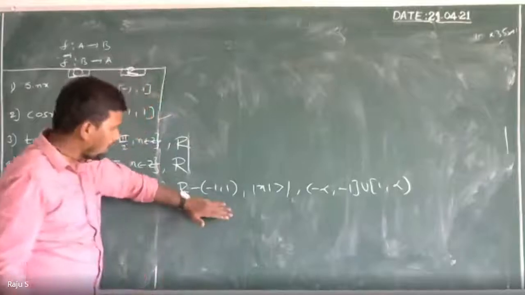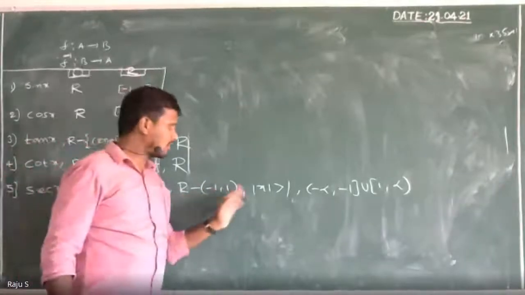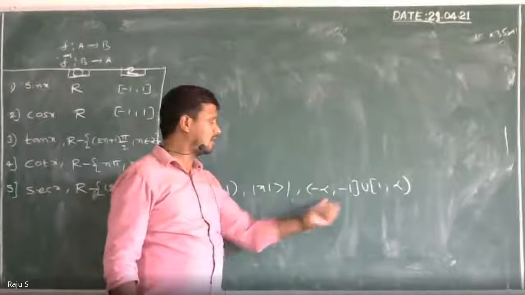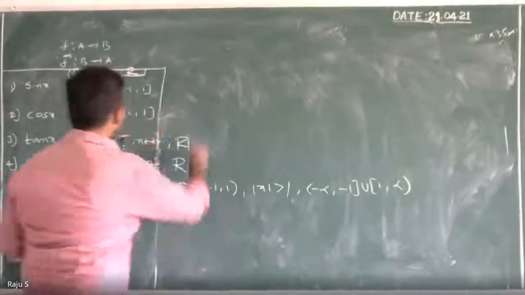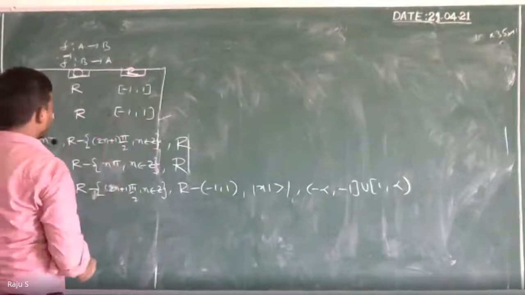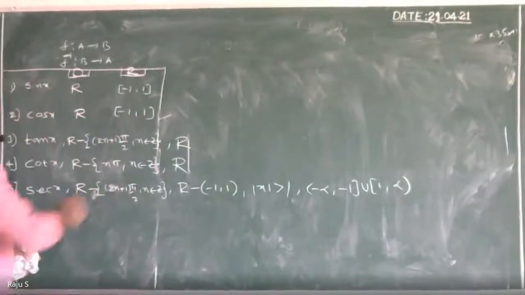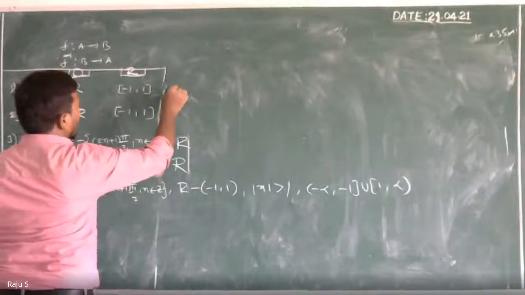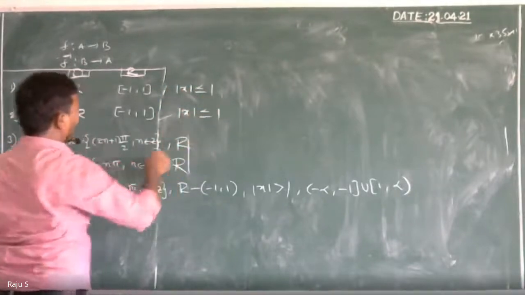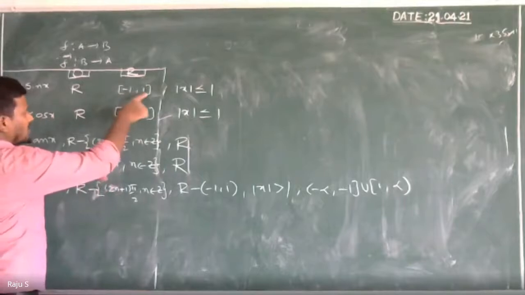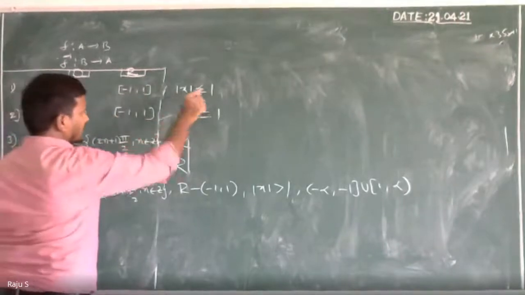Either you can write R minus {-1, 1}, or modulus x greater than 1, or else simply you can write like this. How to write here also? This value also we can write as mod x less than or equal to 1. Either you can write simply minus 1 to 1, or else mod x less than or equal to 1.